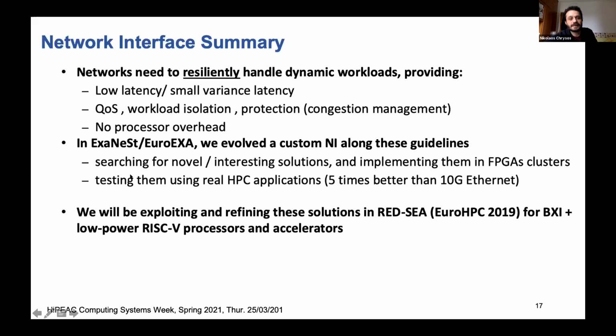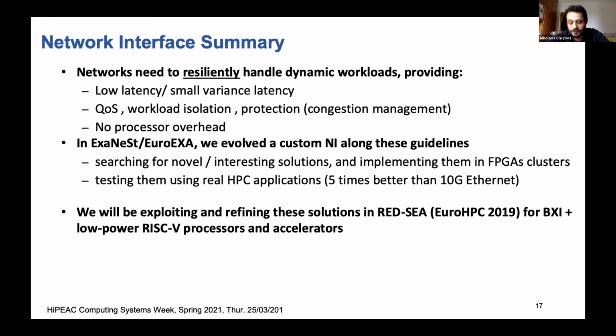So in EuroEXA and Texanet, we evolved a custom network interface along these guidelines, searching for interesting solutions. We did that in the past with simulations, etc. But now we're implementing them in FPGA clusters, which is a really good thing. It gives us a good opportunity to run real applications and test them in real test cases. And this is what we do in this project. We have seen in previous results that we are 5 times better when running MPI apps than 10 gigabit Ethernet.